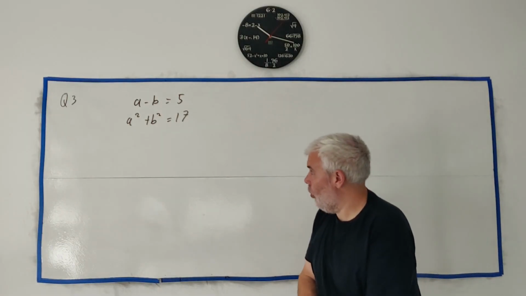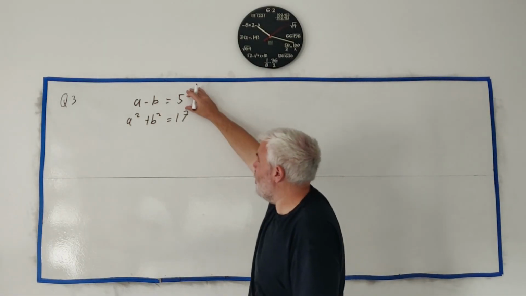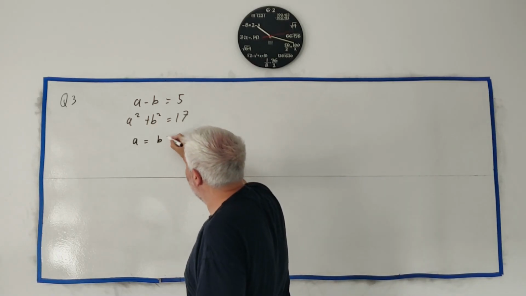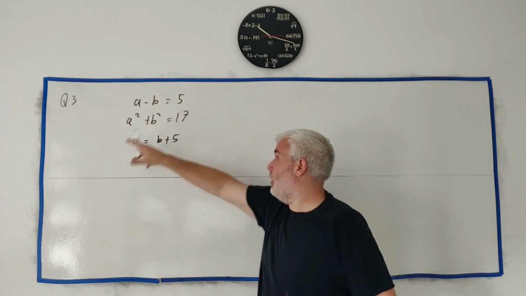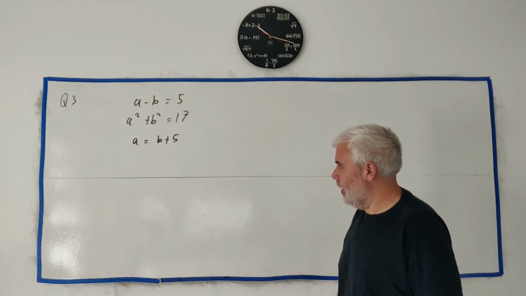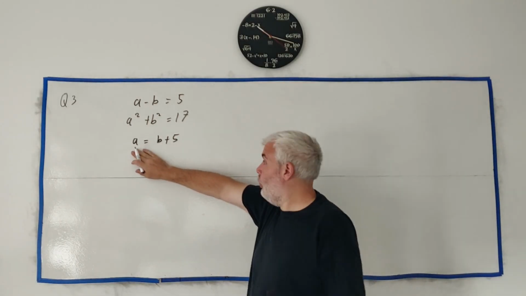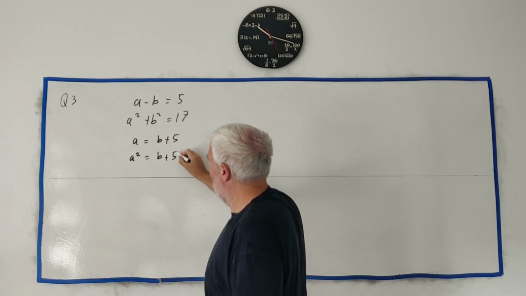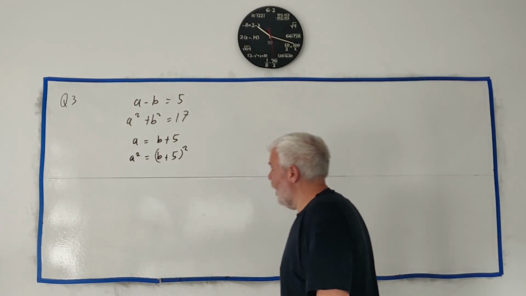Okay, let's go ahead and solve it then. Let's rearrange the first row so we have a is equal to b plus 5. We could also have got b is equal to a minus 5, it makes no difference really. Once we have this on its own, we can easily change this to a squared is equal to (b plus 5) squared.